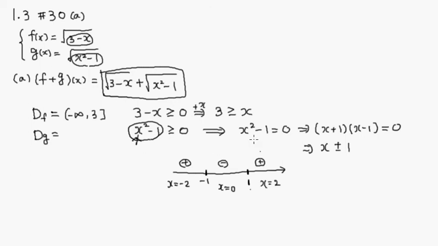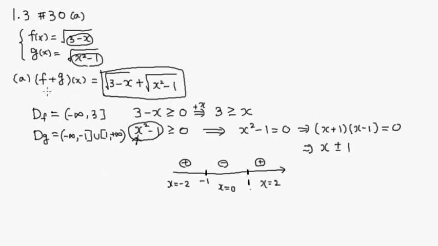So we want to take anything less than or equal to -1 and greater than or equal to 1. The domain of g would be negative infinity all the way to -1, including -1, and skipping in between, starting from 1 to positive infinity. Those are the domains of functions f and g.